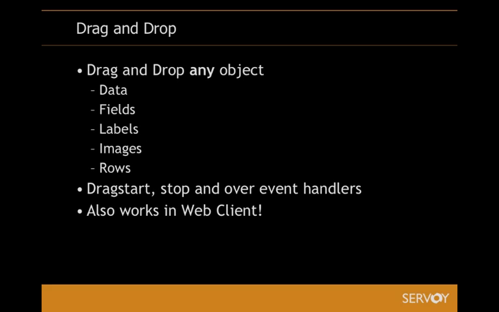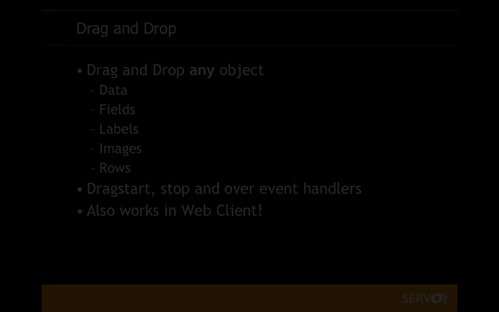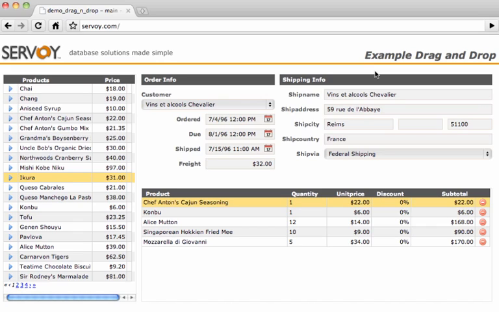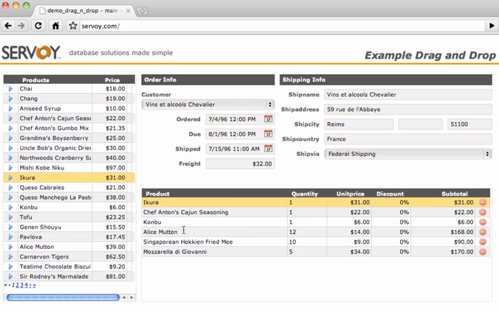Another important feature introduced in Servoy5 is advanced drag and drop. In Servoy5, it is possible to drag and drop any object, whether it is data, fields, labels, images, or even rows of data. Servoy5 provides straightforward to use event handlers. With little additional programming, it now seamlessly supports drag and drop. Drag and drop works both in the Servoy Smart Client and in Web Client.